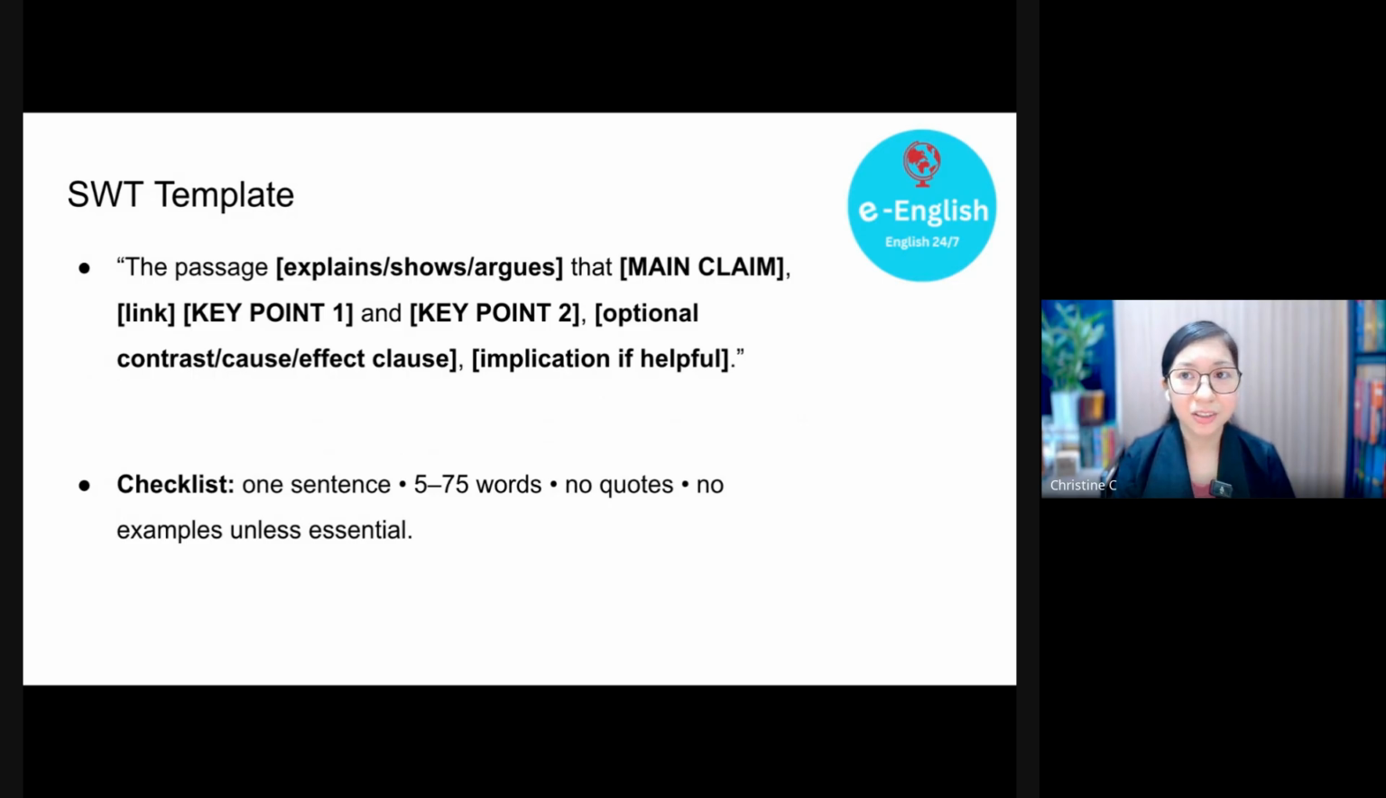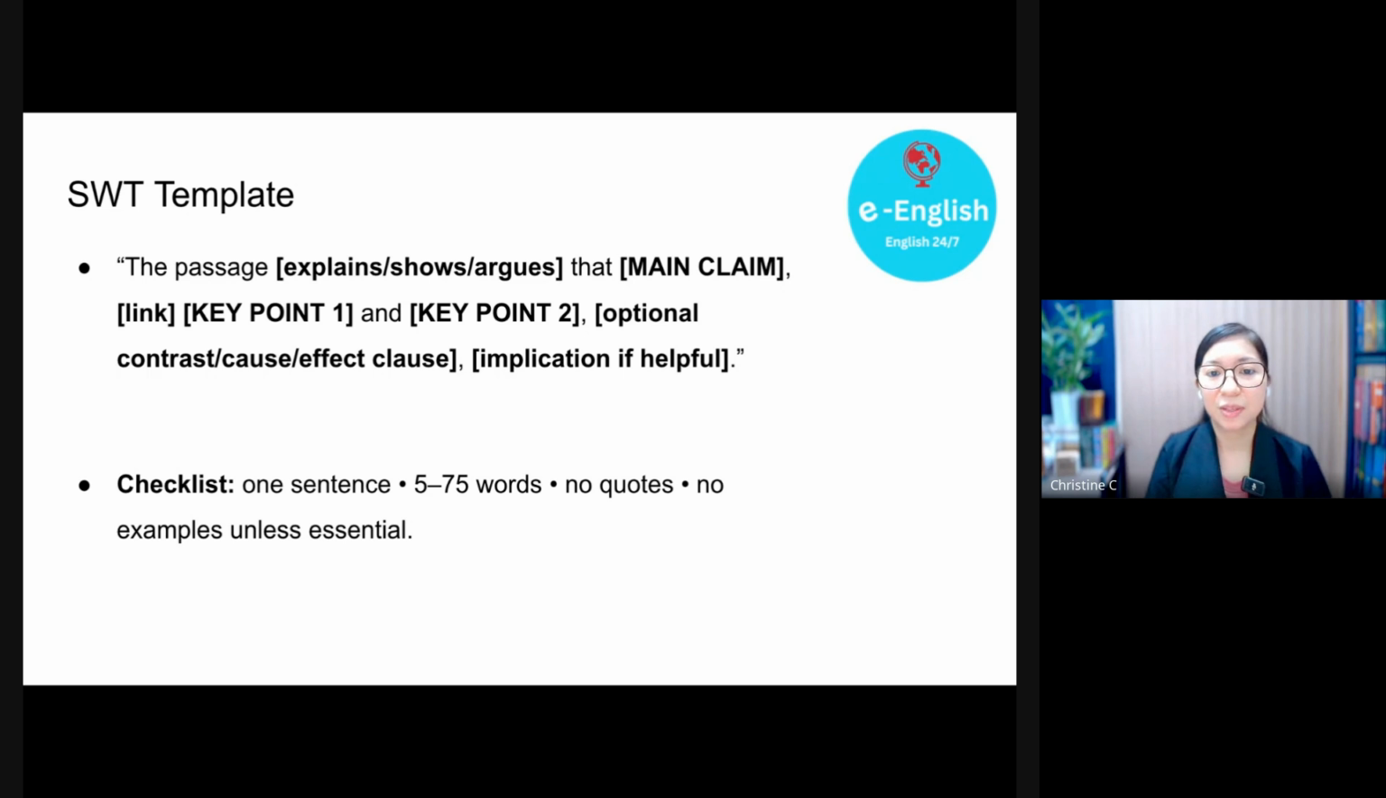If there are additional ideas that you feel can be included in this sentence, we add an optional contrast or cause-effect clause, and then in the end, an implication, if it is helpful. Usually it is. Usually there is a way to add an implication, like what are the next steps? What is being proposed as a solution? So usually that's what we can write here.